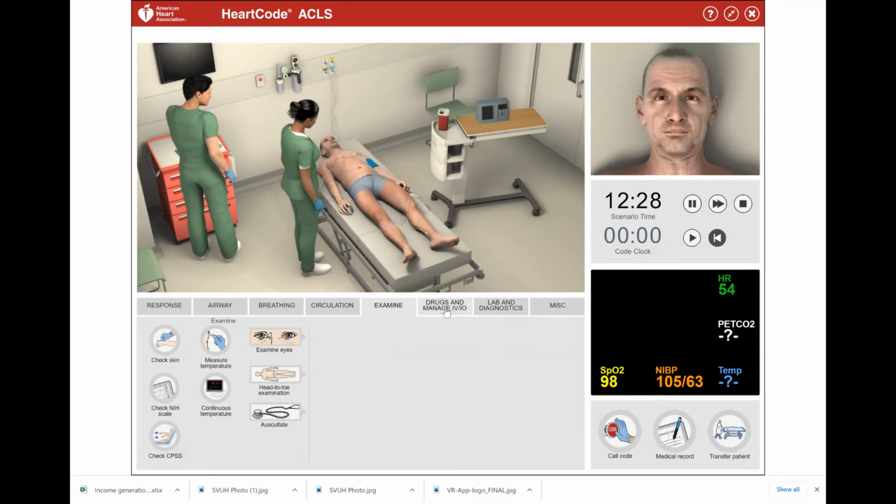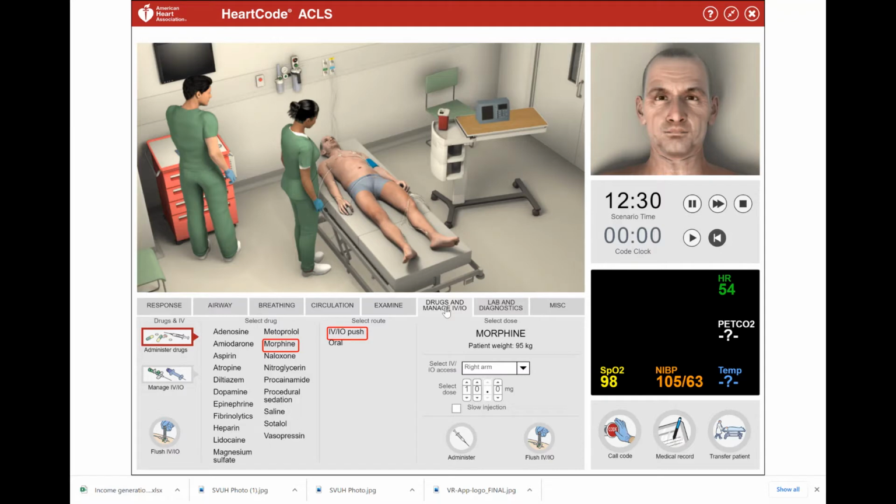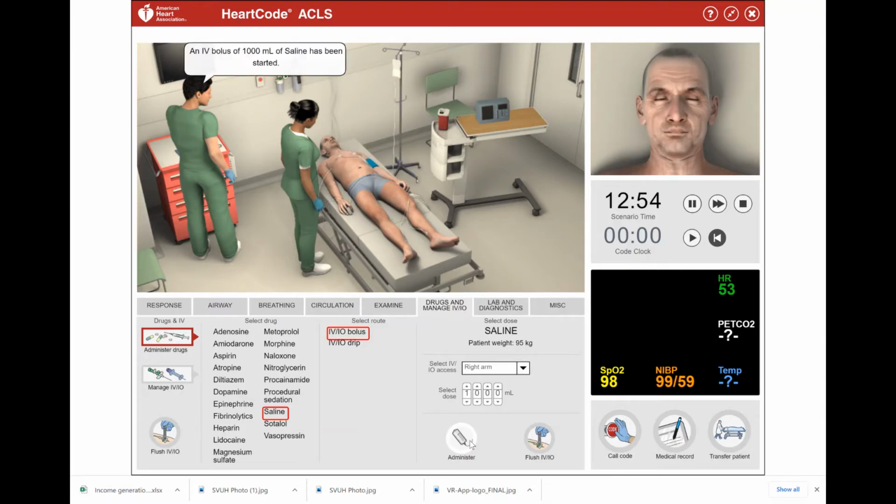Okay, so we haven't really given anything for his heart attack yet. So, what would be appropriate? I mean, we give him morphine, I suppose, for his pain, so that was something. So we'll give him some saline. We'll give him a bolus. And we'll give him an enormous bolus. So that's 1 liter. We'll just give him 1 liter. An IV bolus of 1,000 milliliters of saline has been started.